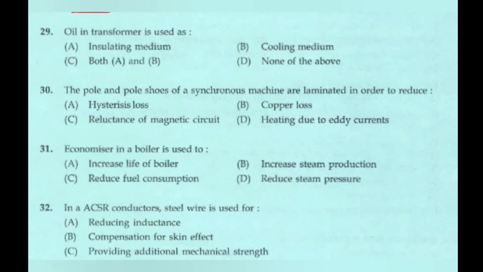Question number 29. Oil in transformer is used as. Answer is option C. Both A and B. Question number 30. The pole and pole shoe of a synchronous machine are laminated in order to reduce. Answer is option D. Heating due to eddy currents.